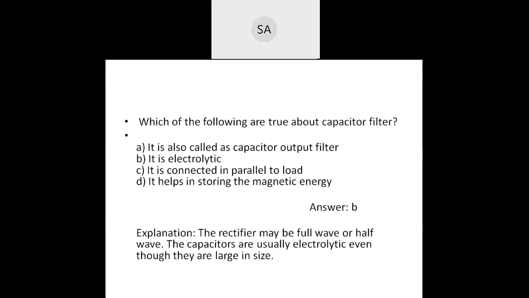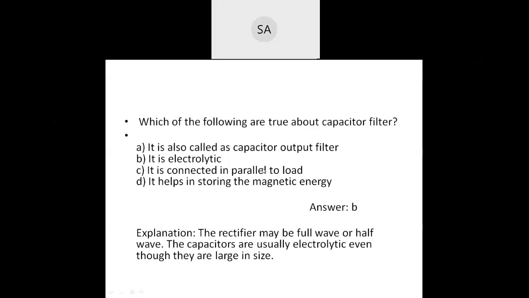So these are the topics we discussed in the lectures. Today in the lecture we recall the previous topics: bridge rectifiers, their construction, working, waveforms and parameters, and the comparison of bridge rectifiers with half wave and full wave rectifiers.